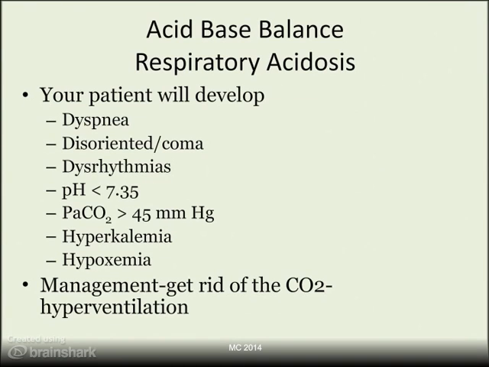What you'll first see with respiratory acidosis is that the patient has trouble breathing. They'll get short of breath, have difficulty, they become disoriented, maybe a little air hungry, and then they lose consciousness because they're not getting enough oxygen. And then dysrhythmias start, and we end up with cardiac problems. So we see respiratory acidosis in patients when their pH is less than 7.35 and their PCO2 is greater than 45. You also will see patients develop respiratory acidosis if they have hyperkalemia and hypoxemia.